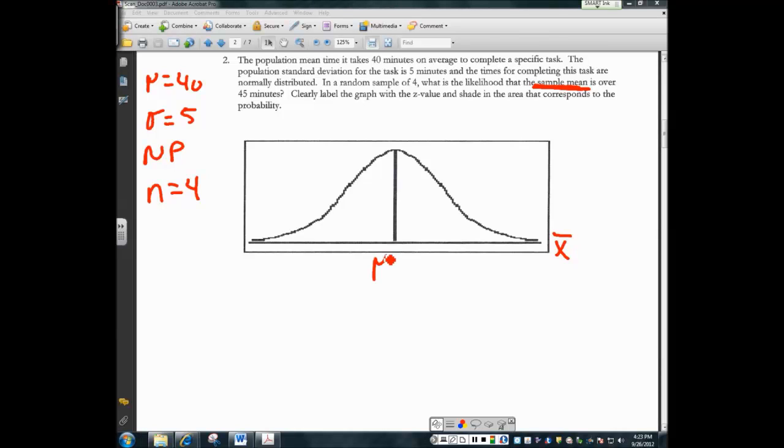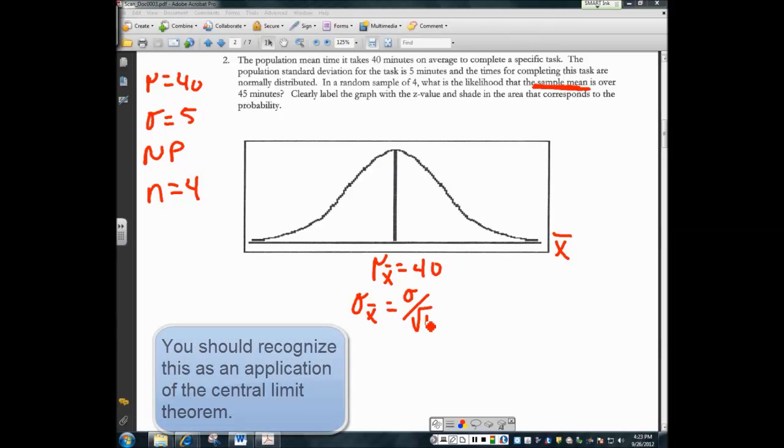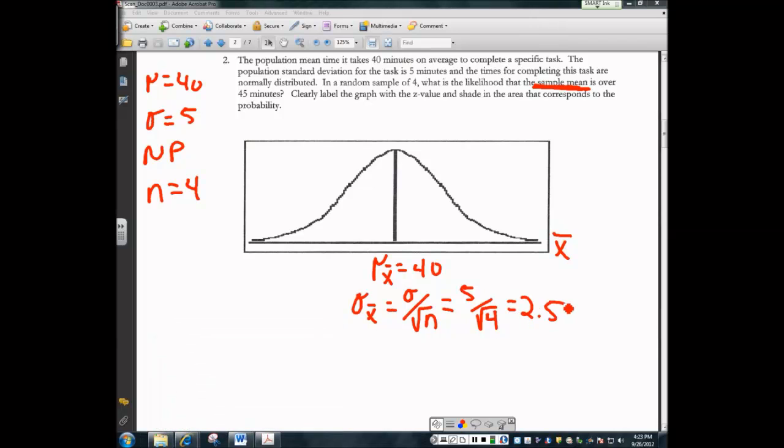The mean of the x bars is equal to the mean of the population. That's 40. And the standard error of the x bars is equal to the population standard deviation divided by the square root of n. So that's 5 divided by the square root of 4, and that's 2.5. And now, we're asking about sample means. We want to know the likelihood of getting a sample mean that is above 45.